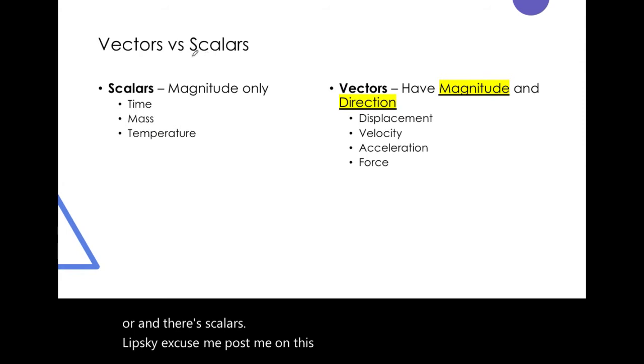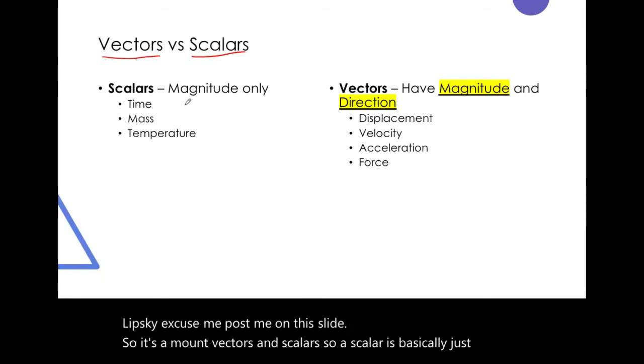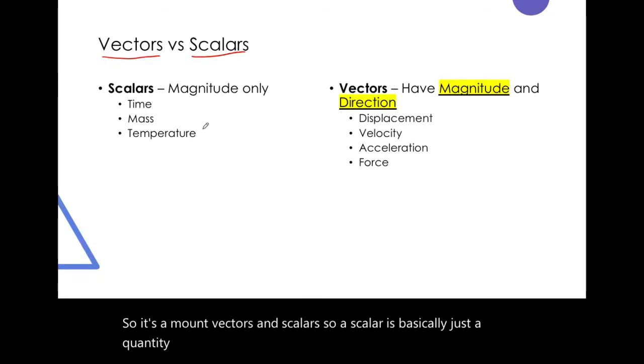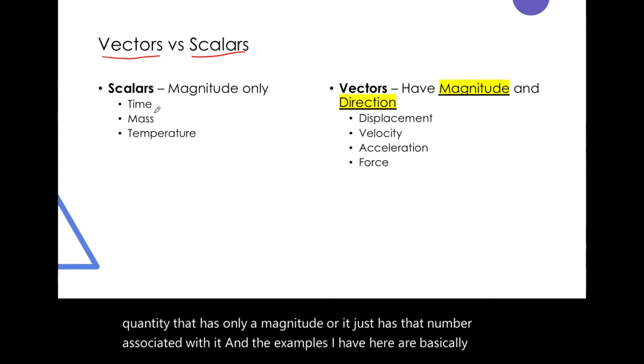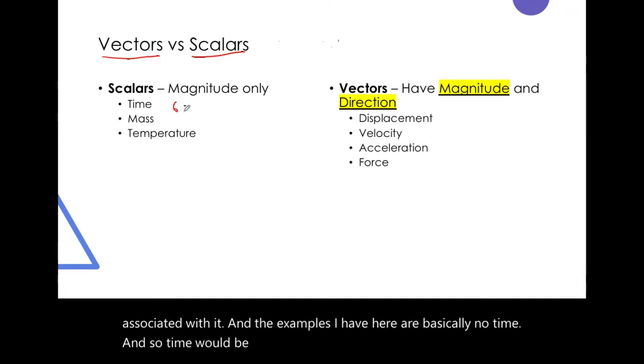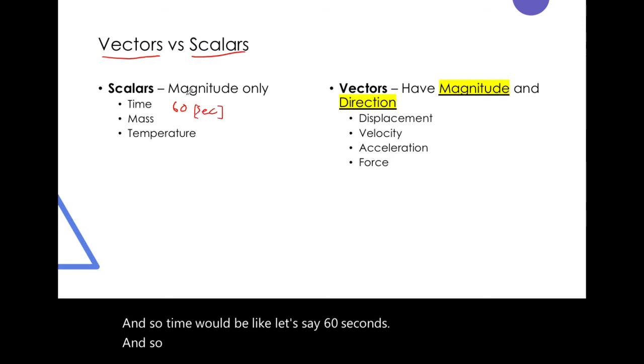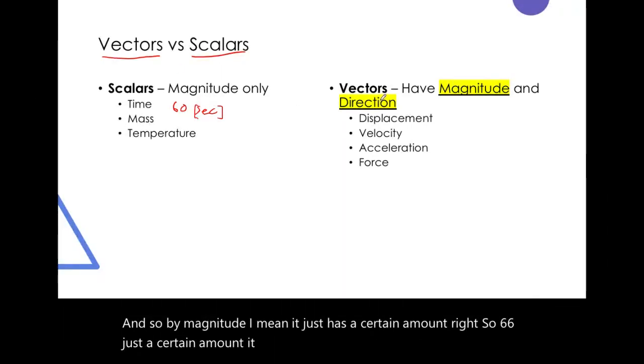So we're talking about vectors and scalars. A scalar is a quantity that has only a magnitude, or just a number associated with it. An example here is time, like 60 seconds. By magnitude, I mean it just has a certain amount. 60 seconds is just a certain amount. It doesn't have a direction like a vector does.